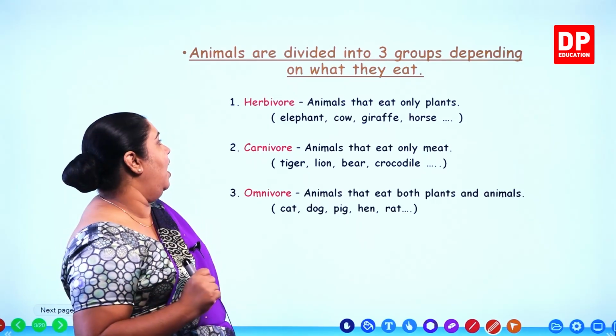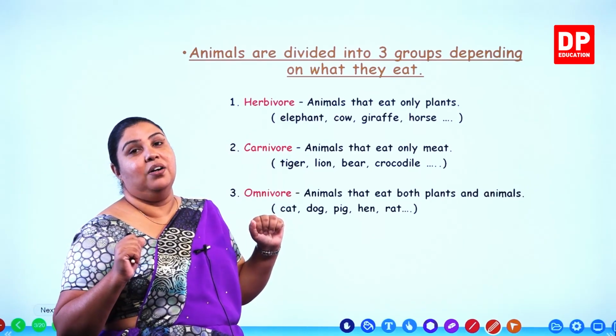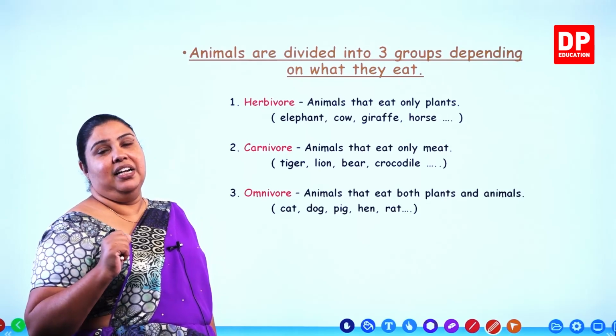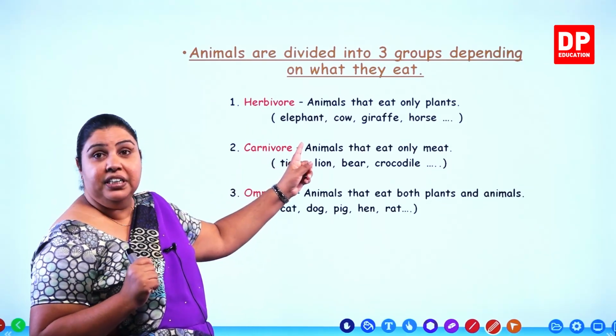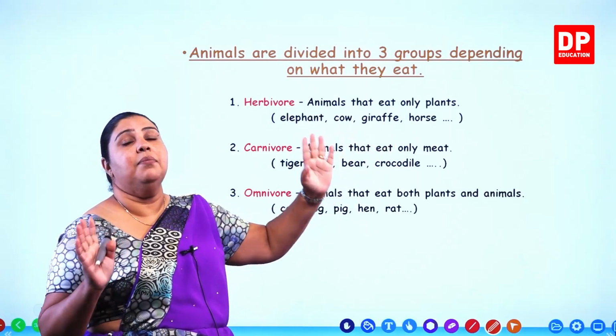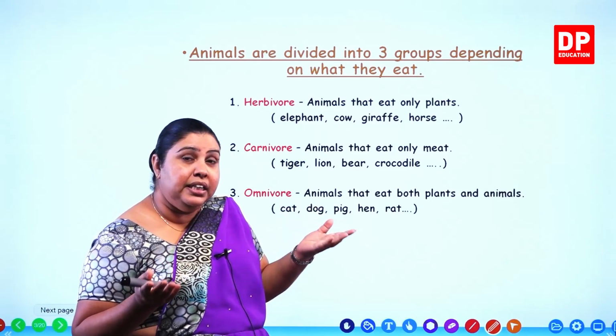Animals that eat only plants are called herbivorous. Right? Elephant, cow, giraffe, horse are some of those animals. Elephants. Now, do elephants eat meat?